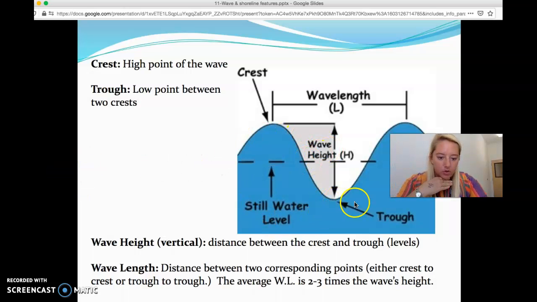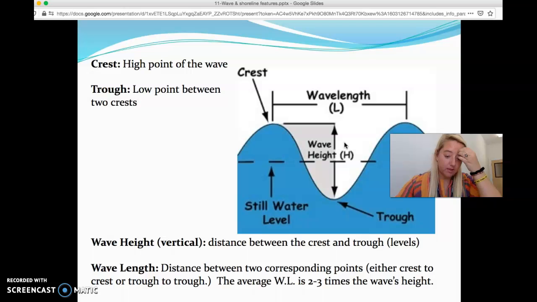and then the trough. I just say hog trough to remember how to say the word. The trough is actually the lowest point of the wave, and the distance in between the crest and the trough is what we call wave height. It's a vertical distance. And then the wavelength is the distance between two corresponding points. Usually it'll be either the distance between two crests or two troughs.